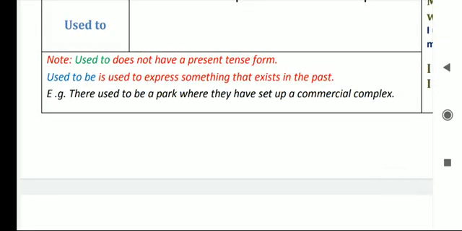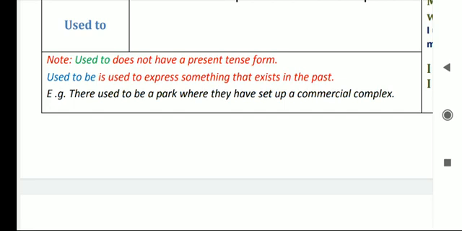Note, used to does not have a present tense form, right? Used to does not have a present tense form. Used to be is used to express something that exists in the past, as in the following example. There used to be a park where they have set up a commercial complex.